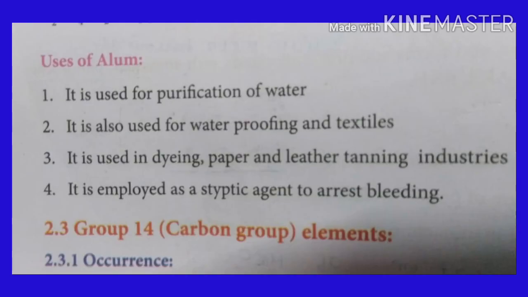Next one is the uses of alum. It is used for the purification of water, and for waterproofing in textiles. It is used in dyeing, paper and leather tanning industries. It is also used as a styptic agent to arrest bleeding. Because if you have any cut or wound, after a certain period of time the bleeding should stop. If there is continuous bleeding, it leads to death. So to arrest that bleeding, it is used as a styptic agent.